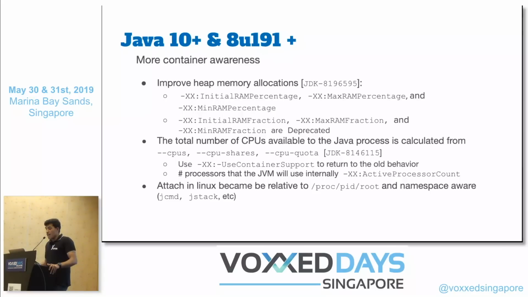A huge number of features were added to Java 10 to make it more container aware, with more options that allow us more fine-grained control over the heap memory. And also a new formula was introduced to calculate the total number of CPUs, which is the minimum of the CPU shares divided by 1024 and the CPU quota.